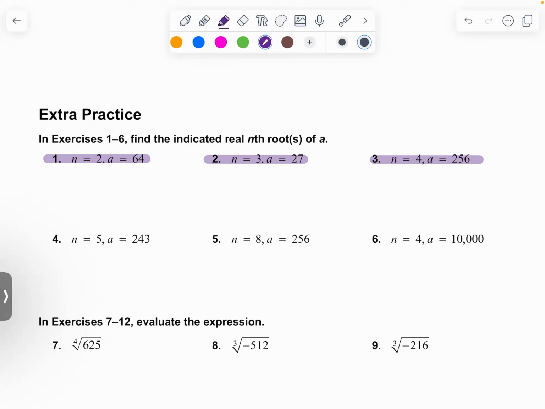Okay, so it's looking to me like we're having a little bit of trouble with notation. Okay, which is okay.